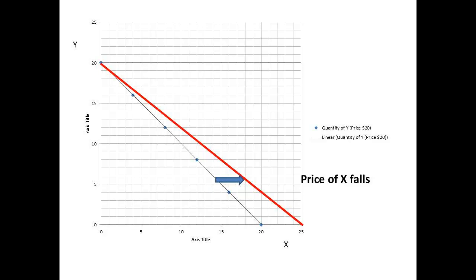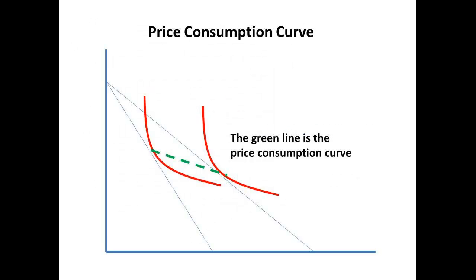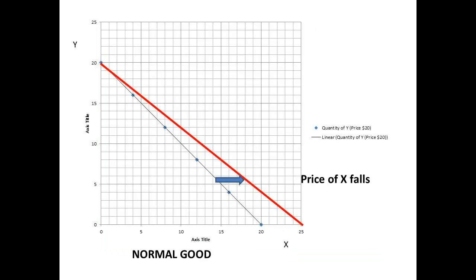How will this affect the consumer equilibrium point? The consumer equilibrium point moves to the right, along the green dotted line that is shown on the map. When X is relatively cheaper, then Y is relatively more expensive. The consumer substitutes X for Y. This is known as the substitution effect of the price change. For a normal good, when the price of X falls, then we expect to see a shift to the right.